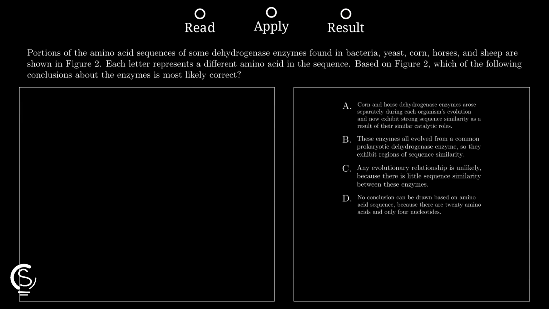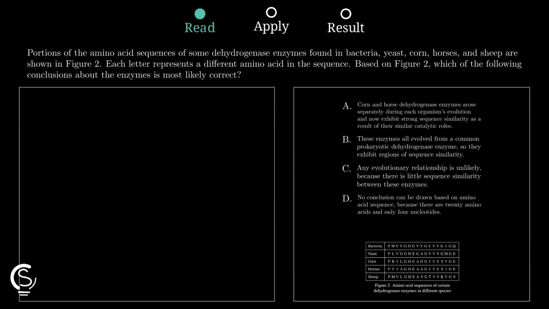Start with what the figure shows, portions of amino acid sequences from bacteria, yeast, corn, horses, and sheep. When multiple organisms share matching sequence regions, that signals real similarity, not randomness. Next, connect that similarity to evolution.